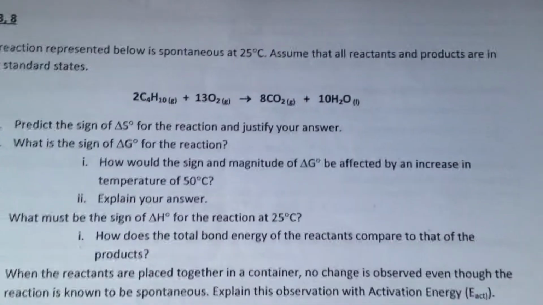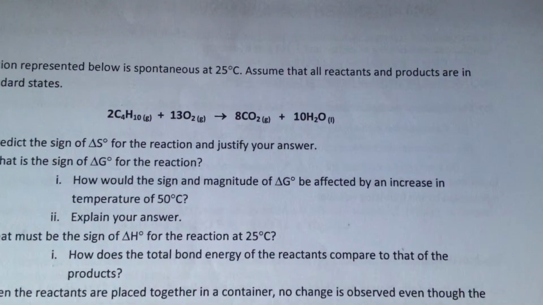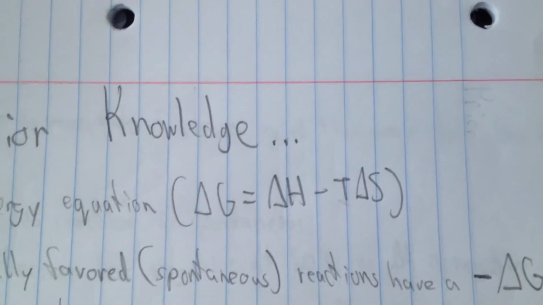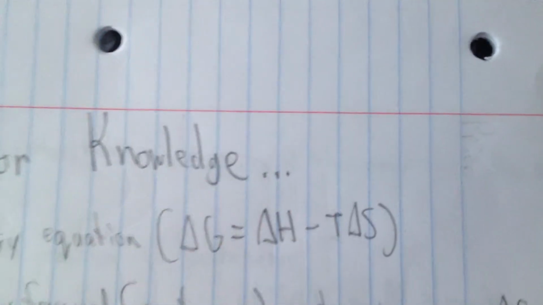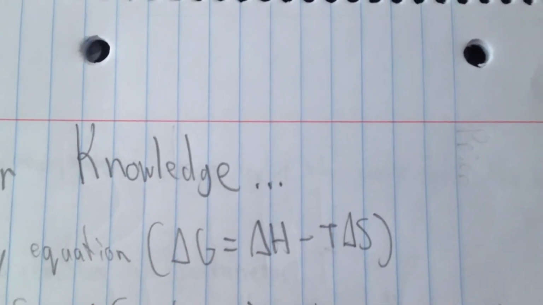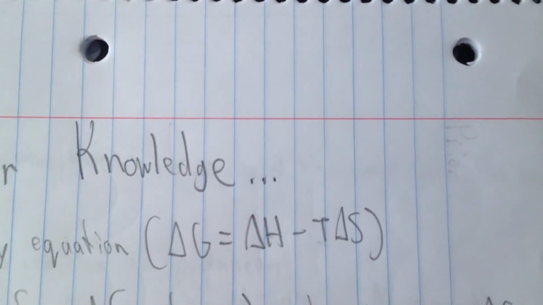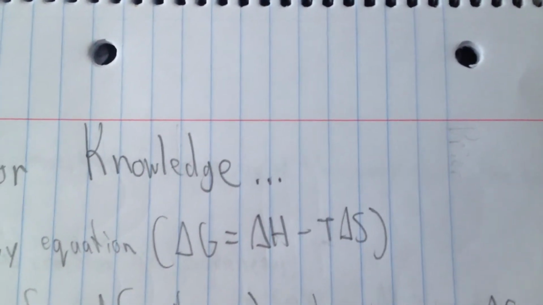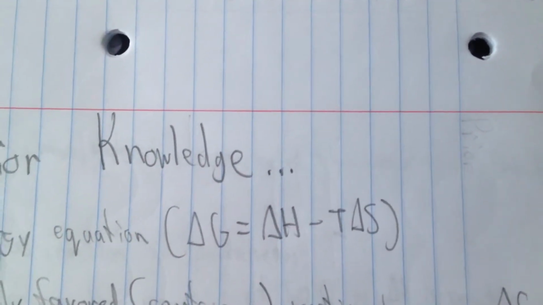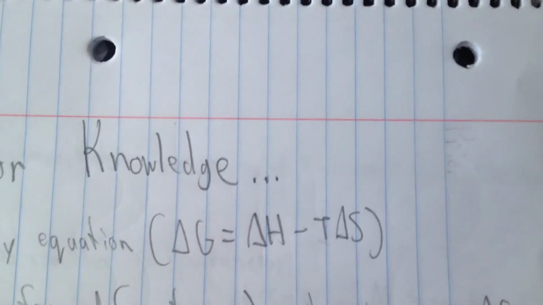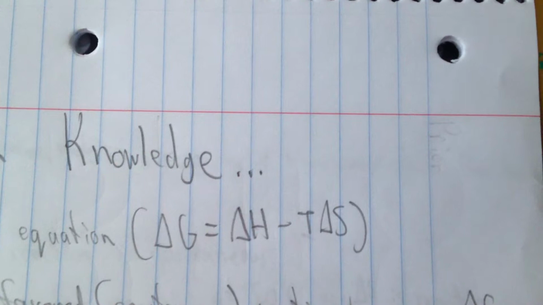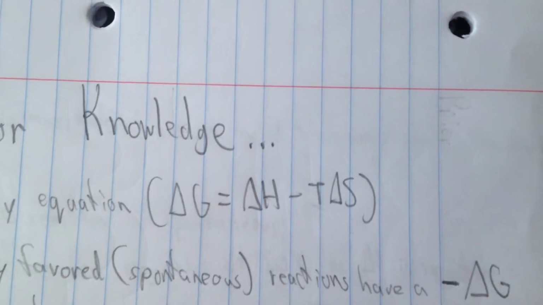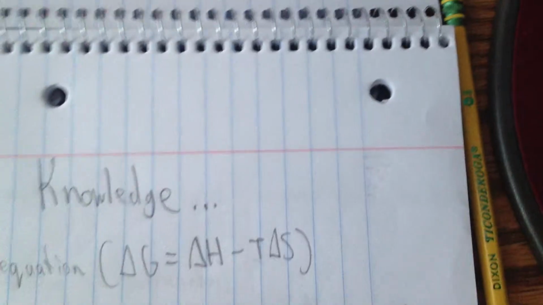How would the sign and magnitude of delta G be affected by an increase in temperature of 50 degrees Celsius? Looking at the equation, we know that delta S is negative, and delta G must be negative. So delta G is equal to delta H minus T delta S. If we increase the temperature to 50 degrees Celsius, then that means that delta H and delta S are not changing. This means that since delta S is negative, negative T delta S becomes a positive value. So delta G becomes less negative as the temperature increases.